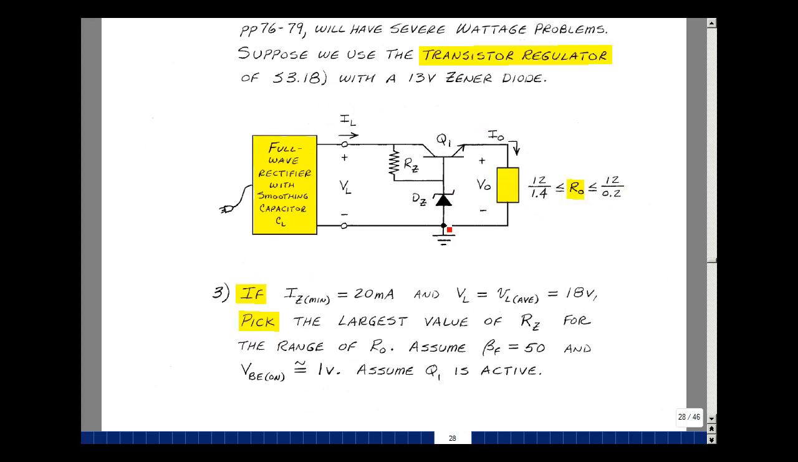Suppose that the minimum current in the Zener diode is 20 milliamps, and that the voltage here, the average voltage, is equal to 18 volts. I'm doing that because I have a 13-volt Zener diode here, and I need to be larger than that to keep this Zener turned on. Pick the largest value of R sub Z for the range of R0 shown, assuming that beta F is 50, VBE on is about 1 volt, and transistor Q1 is active.